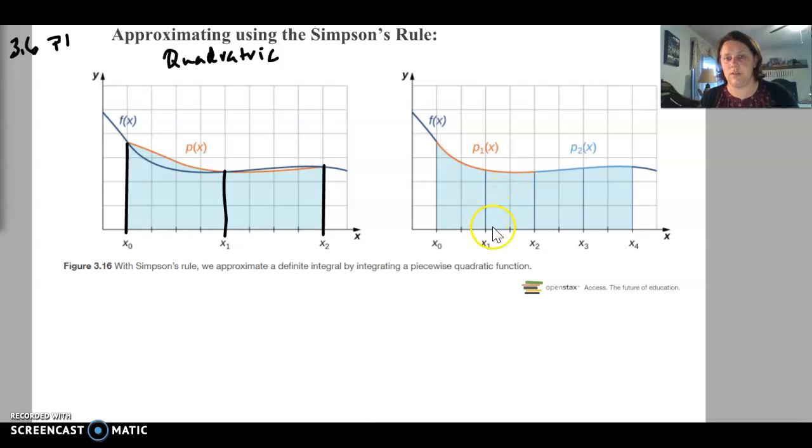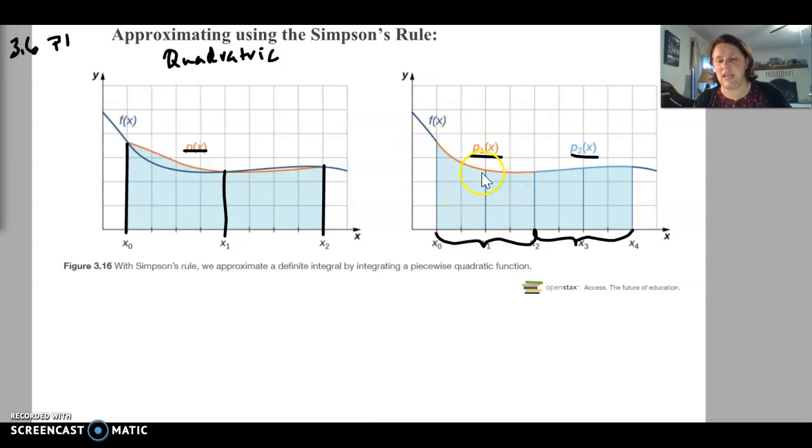So if you look over here to the right, now we're breaking this up into smaller pieces. So now we have 4 different intervals, and we're taking 2 intervals to write one quadratic equation. Okay, so we've got these 2 intervals, and then the 3rd and 4th intervals are a second quadratic equation. So this p sub 1 of x, p sub 2 of x, these represent a quadratic equation for a function.